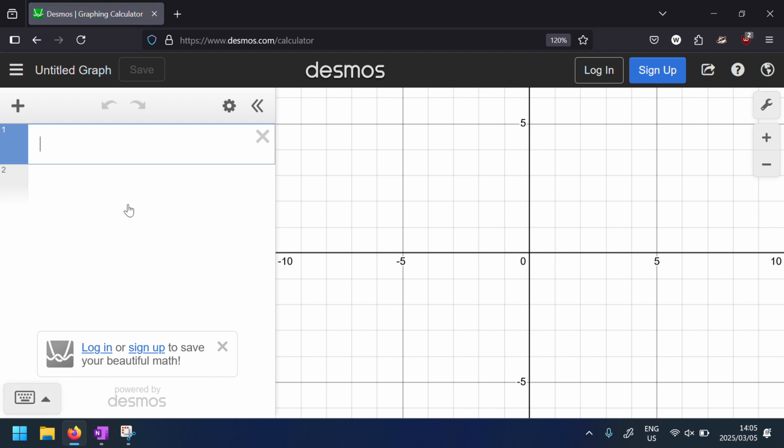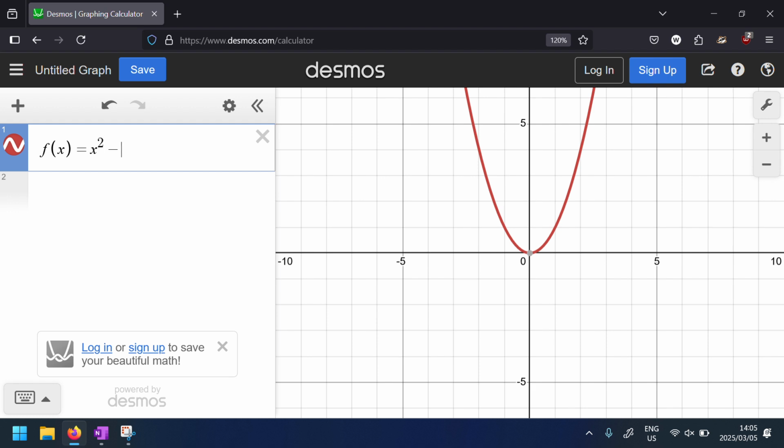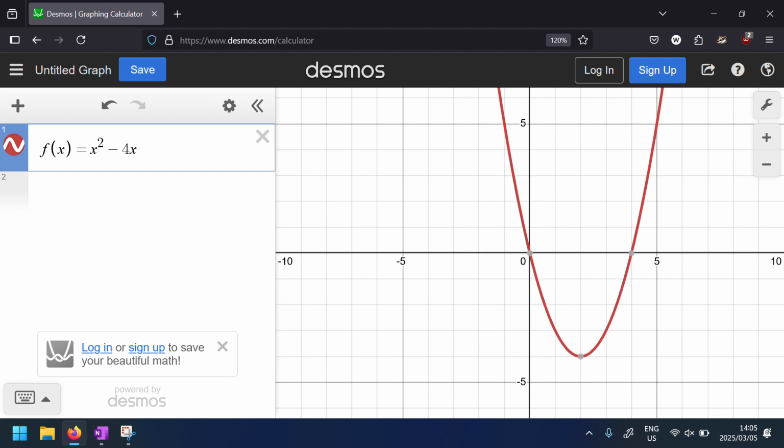Over here, you just put your functions, and then on the right, you see them plotted nicely. And then you can move around. You can look at turning points, intersection points, and so on. Okay, so let's have a look at the function. This was equal to x squared minus 4x. That's what we drew. There's the turning point that we found.